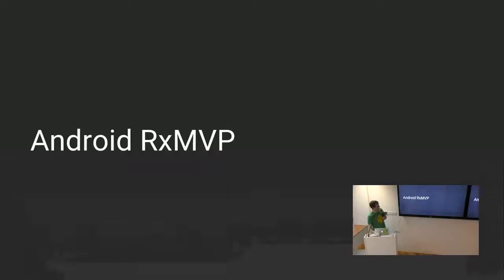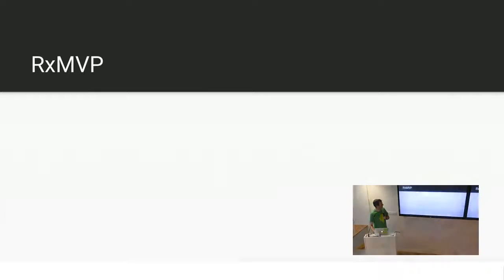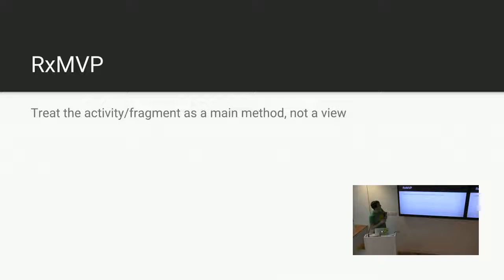So this is what I've come up with. I slapped RxJava all over it and hoped it worked. So it's our reactive model view and presenter. The main concept is to treat the activity or fragment as a main method, nothing to do with the view at all. Have all the view logic moved out of the activity or fragment. And in fact, the whole point is to get rid of fragments because I hate them.